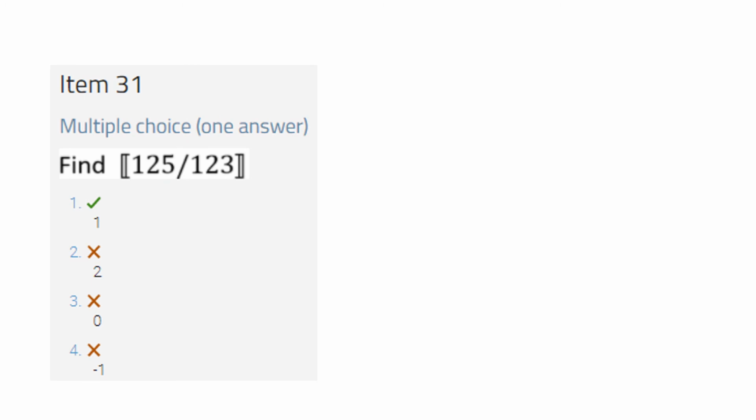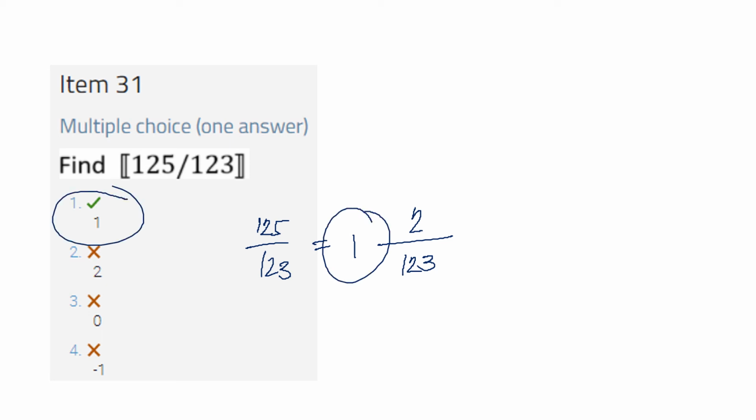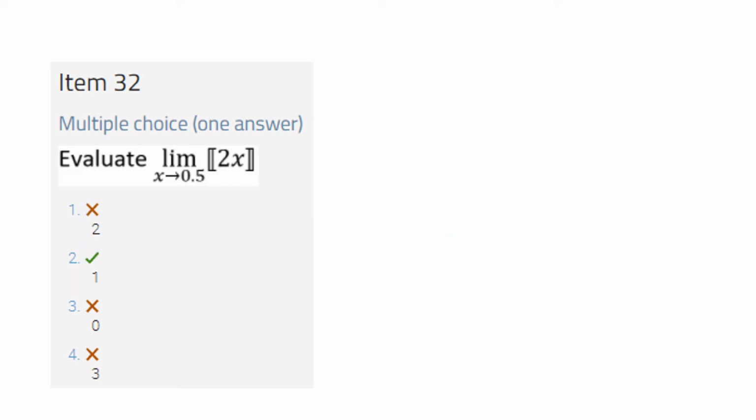Okay, so 125 divided by 123. That is an improper fraction, no? So, pwede siyang maging 1 and 2 over 123. 123 times 1 is 123 plus 2, 125. 1 ito. So, ibig sabihin, the greatest integer of the given is 1.